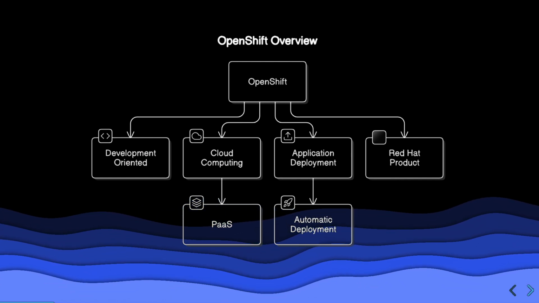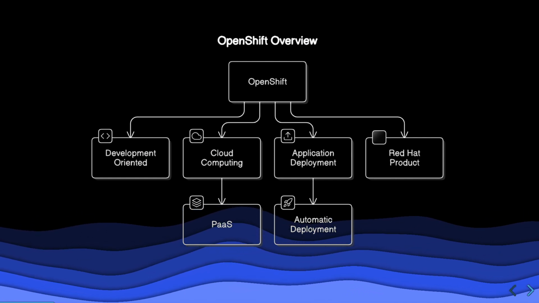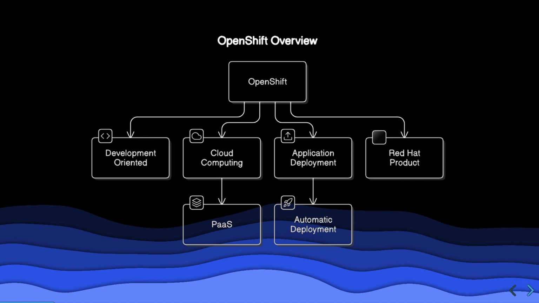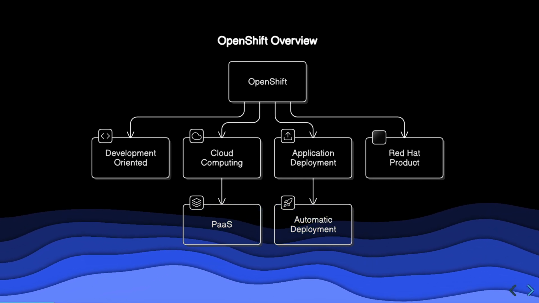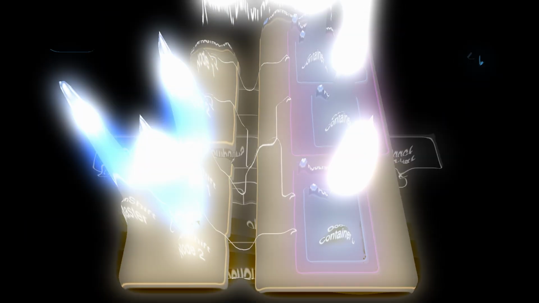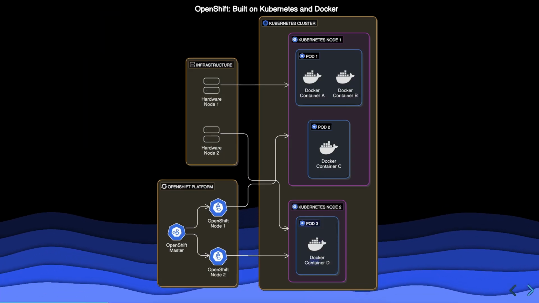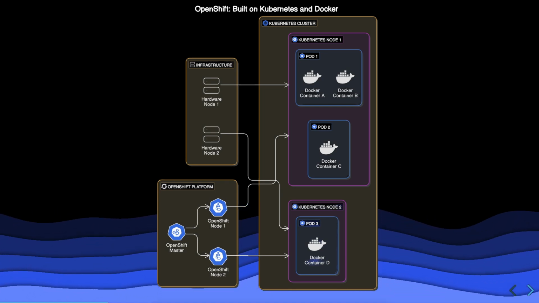Exactly. And here's another interesting bit. OpenShift is developed by Red Hat, and they offer a free community version called OKD. Oh wow, so you can actually start experimenting with this powerful platform without breaking the bank. That's amazing. But I'm guessing there's still some technical wizardry going on under the hood. Oh, for sure. What are the key ingredients that make OpenShift tick?